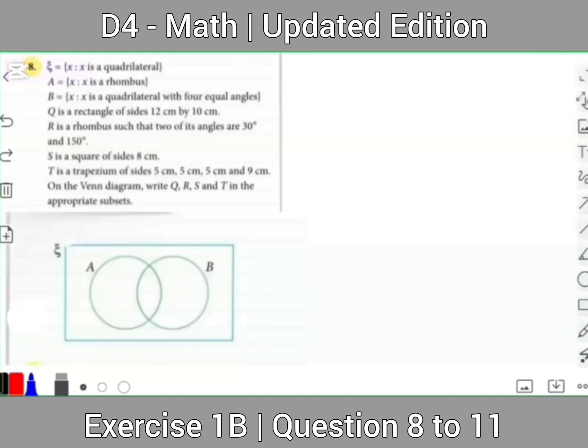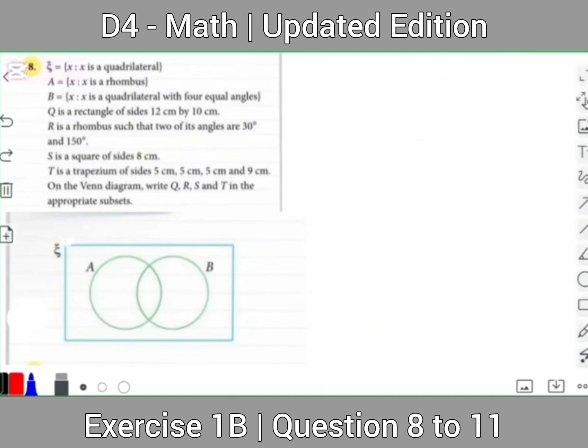Now Q is a rectangle of sides 12 centimeter by 10 centimeter. R is a rhombus such that two of its angles are 30 degrees and 150 degrees. S is a square of sides 8 centimeter and T is a trapezium of sides 5 centimeter, 5 centimeter, 5 centimeter, and 9 centimeter. On the Venn diagram given below, write Q, R, S, and T in the appropriate subsets.